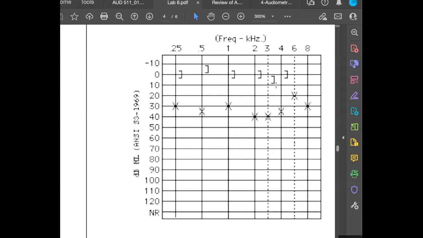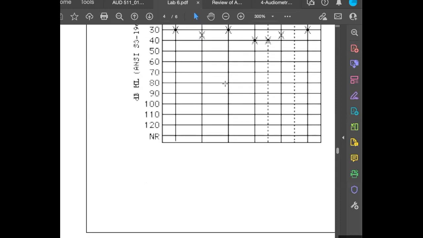And what kind of hearing loss do we call that? Do we call it sensory neural? Do we call it conductive? Do we call it mixed? Conductive, ding, ding, ding, way to go. Okay, so now let's look at the next one.